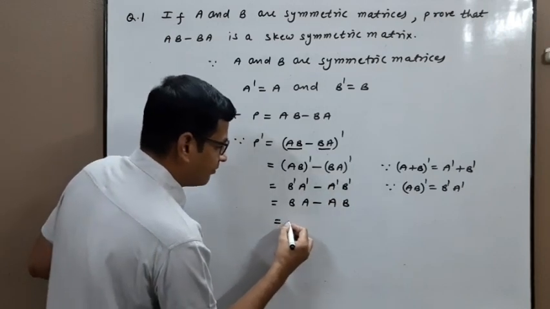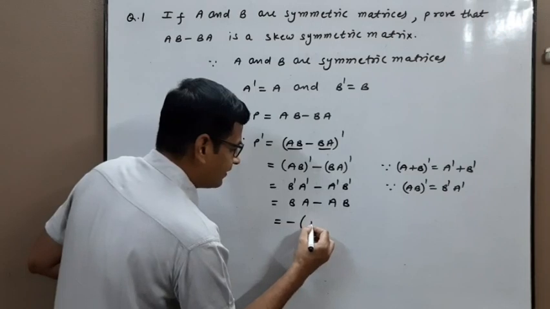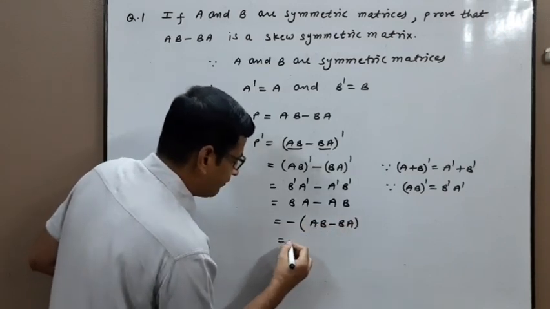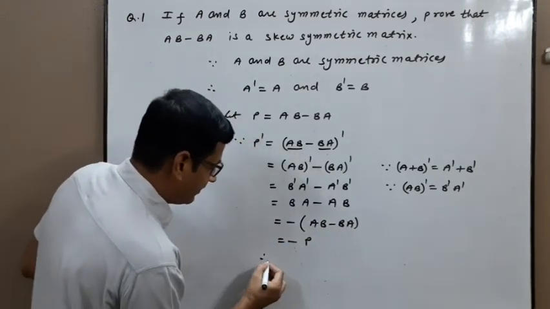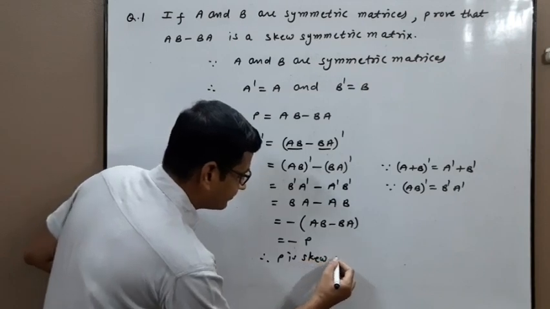Taking the minus sign common, we get AB minus BA. This is BA minus AB, so it is AB minus BA, and this is equal to P. So P' equals minus P. Therefore P is a skew symmetric matrix.